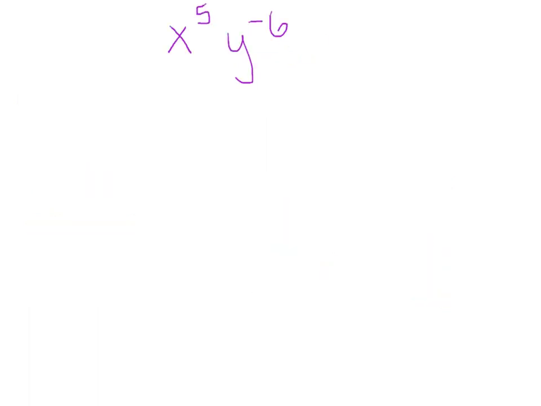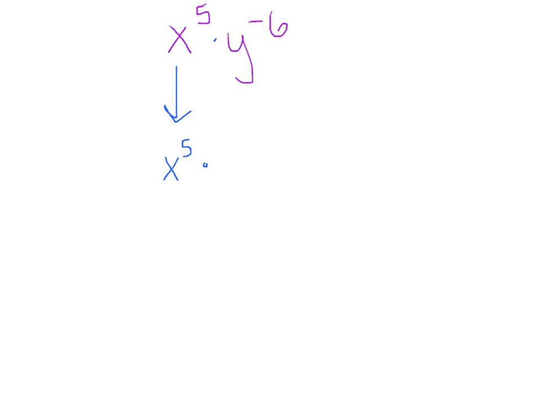Okay, now we have x to the 5th times y to the negative 6th. So when we simplify things, we only want to worry about the negative exponents. Here, x to the 5th is a positive exponent, so we're going to just keep it as x to the 5th. If it's positive, you don't change it.